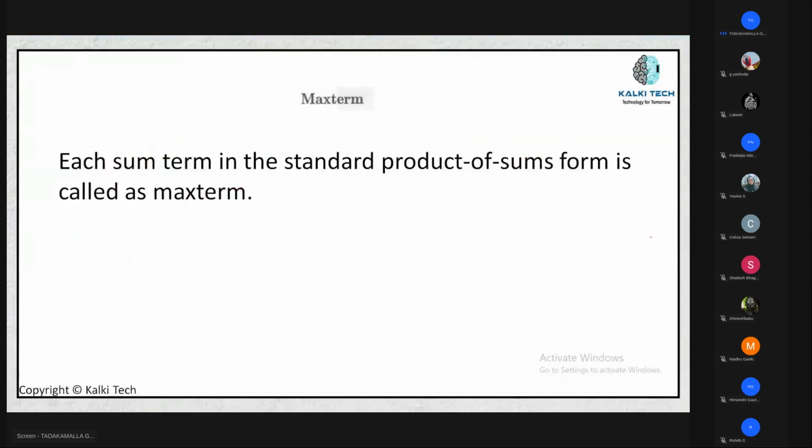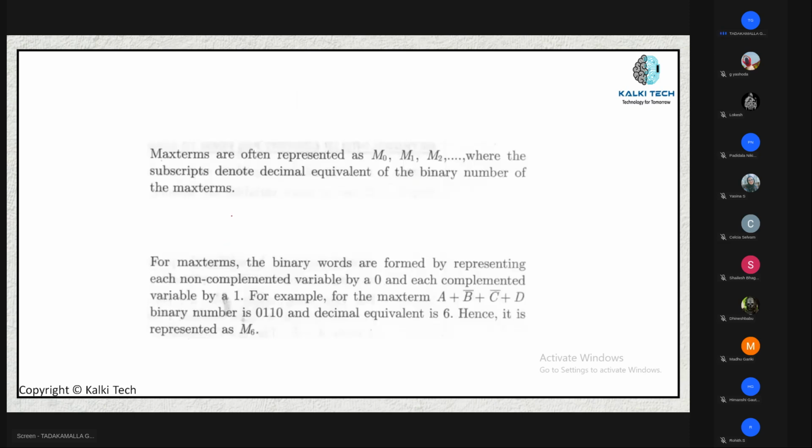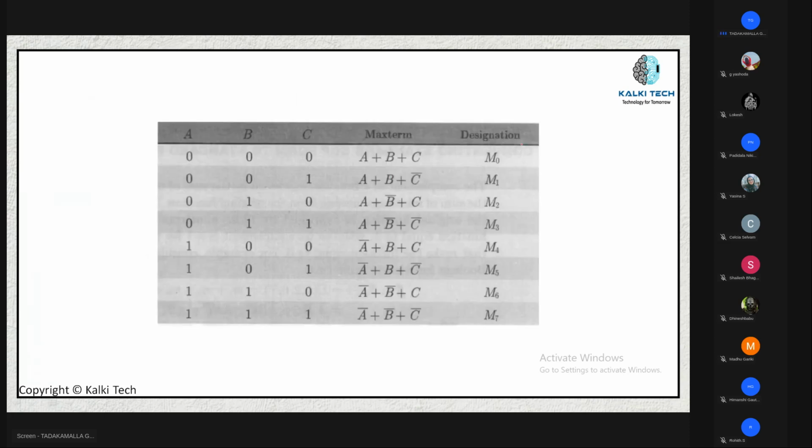Now, each sum term in the standard product of sums form is called a max term. Each sum term in the standard product of sums is known as a max term. These are represented by capital letter M. If you want to write the max terms, this is how you are going to write them.